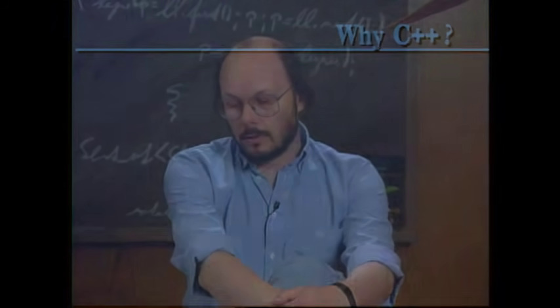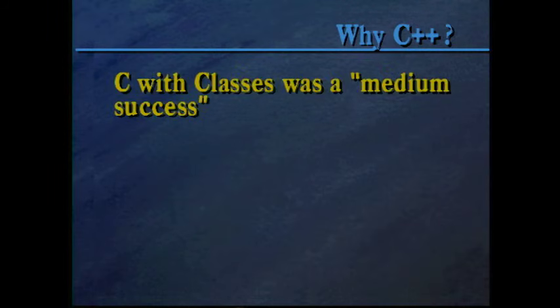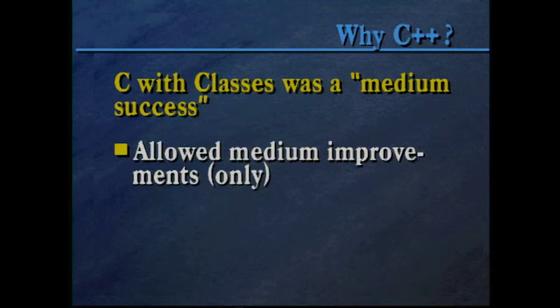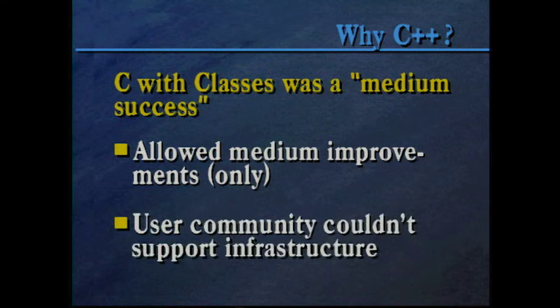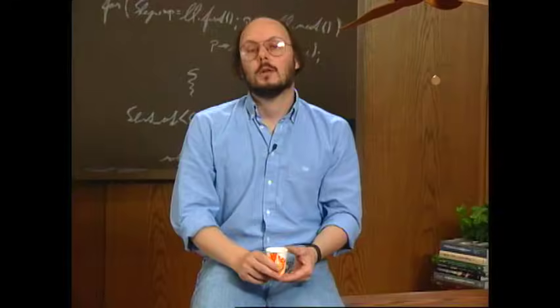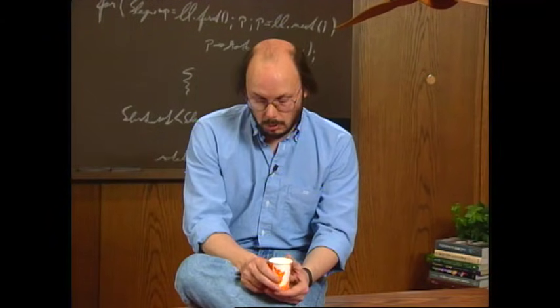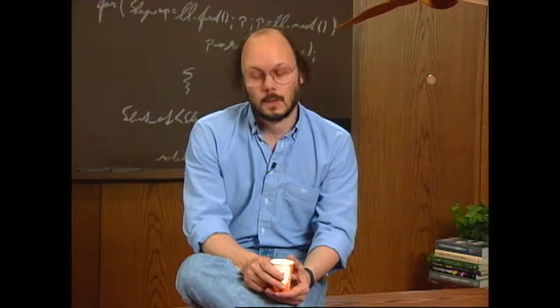C with classes was a medium success, and that turned out to be a problem. A medium success is something that is clearly a help to a lot of people, but not enough help to pay for an infrastructure. In other words, somebody who produces a medium design will end up supporting it forever. So I was the support and development organization for C with classes, and I would keep on being that for a long time.